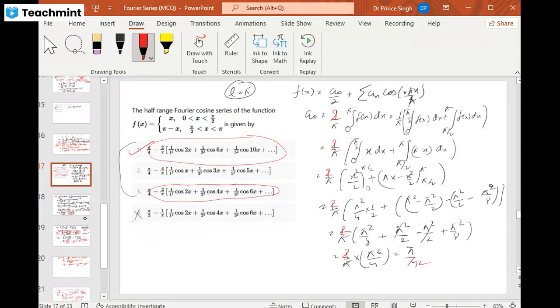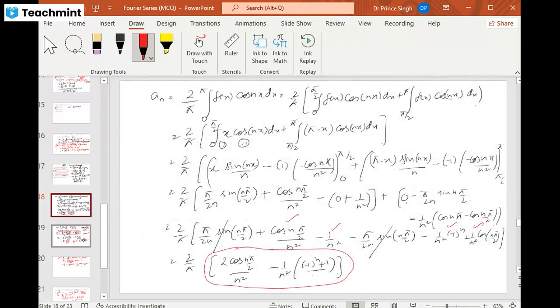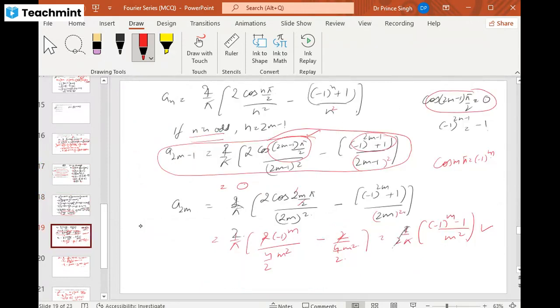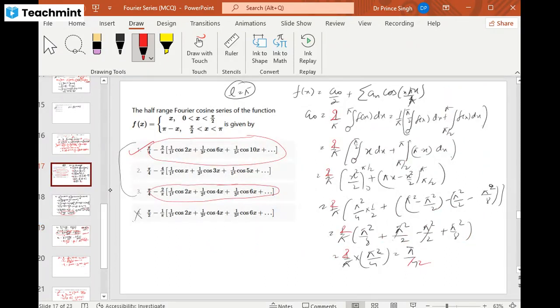So what can we do? If we see here, again we get minus 1 raised to power m minus 1. So if m is odd, then we get minus 2. If m is even, its value is 0. So again we get only odd terms. If we check here, 1 square, 3 square, 5 square. So here we get only odd terms. It means that this is the correct answer in this case.